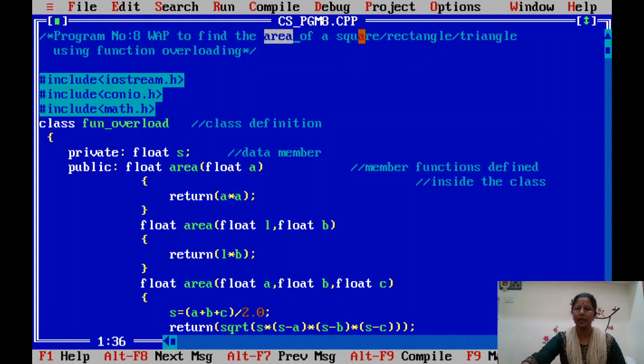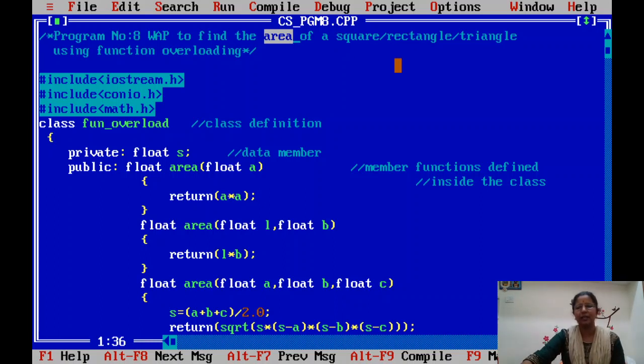One is square, rectangle, triangle. The output is area. What are we finding? Area. Area is the function name we are overloading, but each one should differ in number of arguments. For the square, only one side is enough because all four sides are equal. If we know the length of one side, that is enough to find the area of the square.